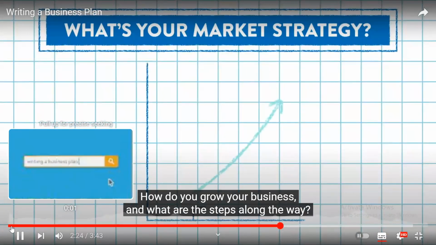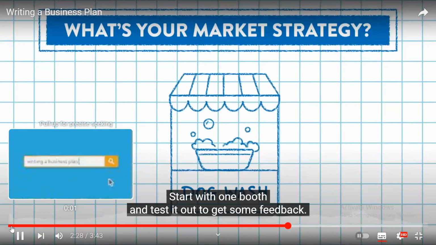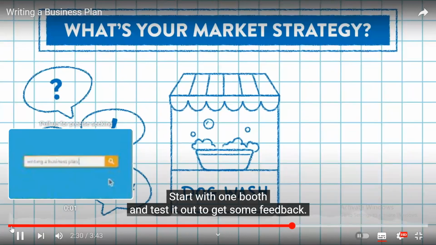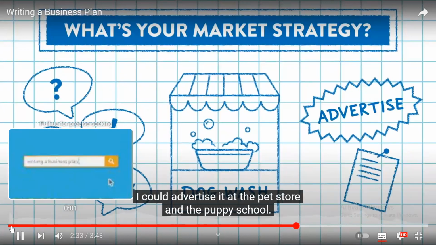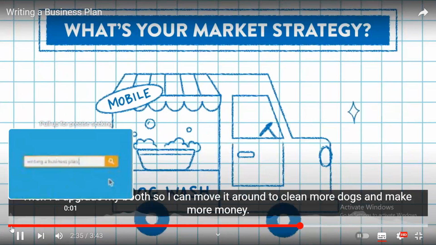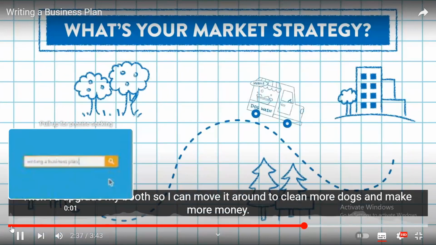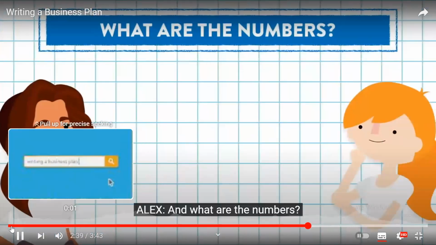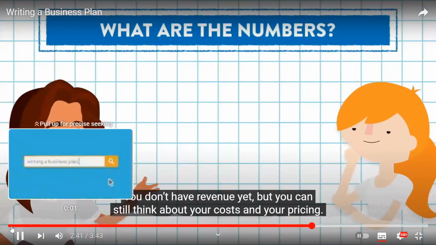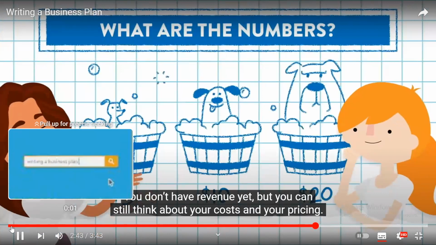Yeah! What's your market strategy? How do you grow your business, and what are the steps along the way? Maybe start with one booth and test it out to get some feedback. I could advertise it at the pet store and the puppy school. Then I'd upgrade my booth so I can move it around to clean more dogs and make more money. And what are the numbers? You don't have revenue yet, but you can still think about your costs and your pricing.